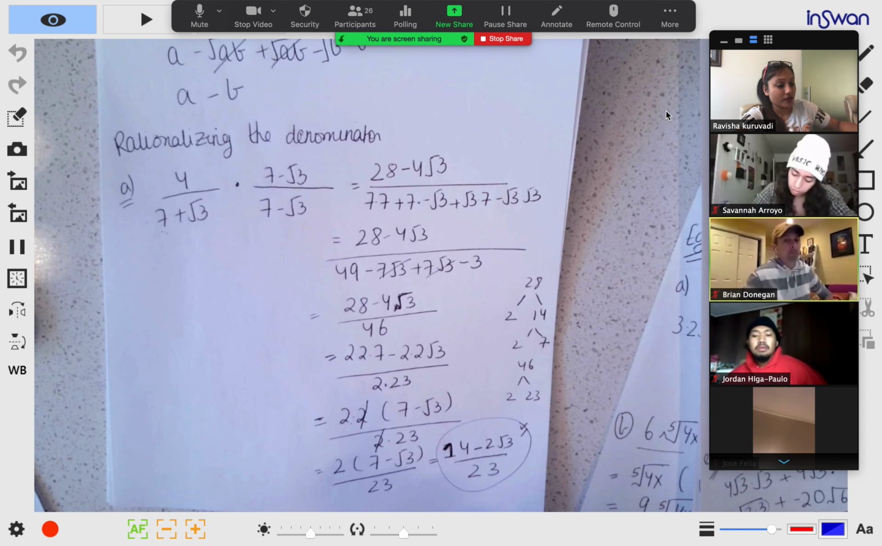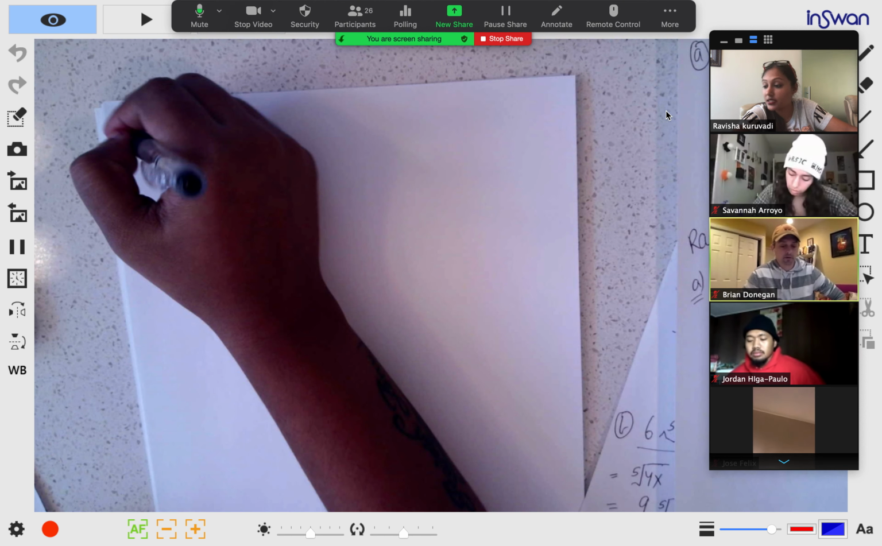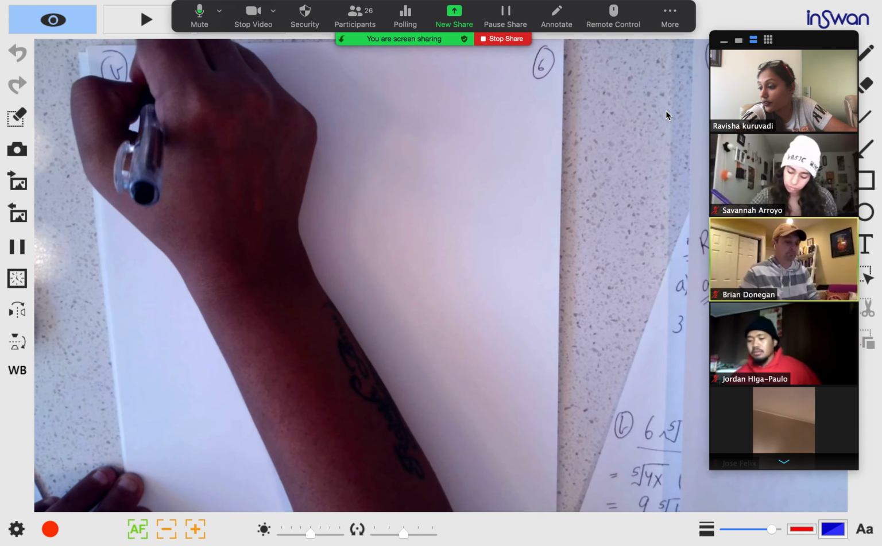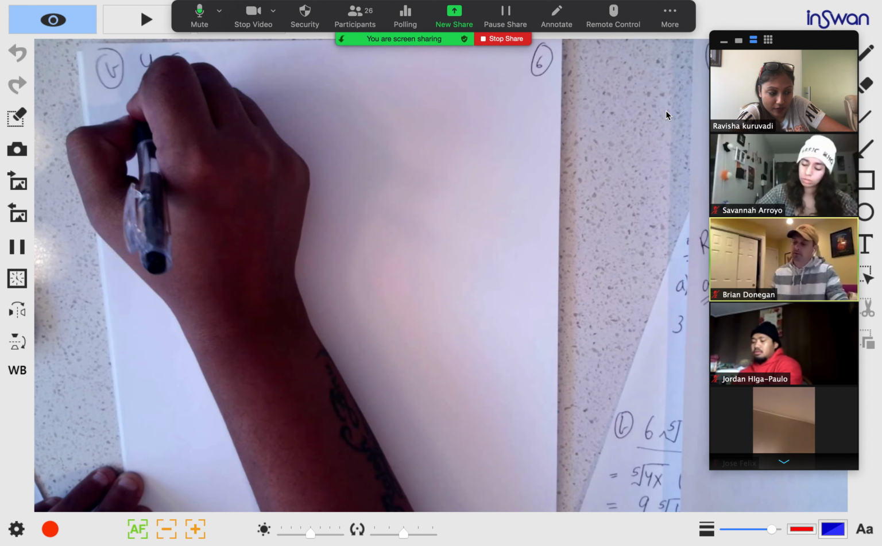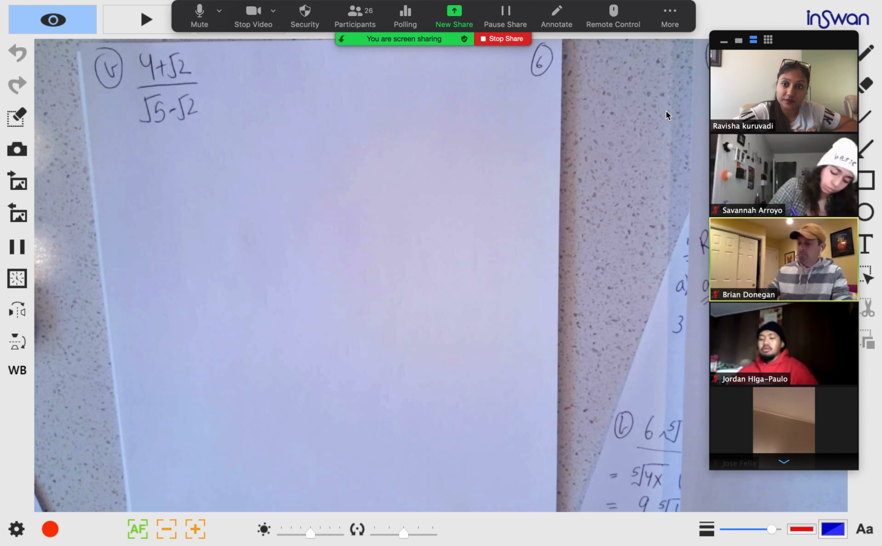Try this problem by yourself too. If you know this, try it yourself first. I'm going to write it here. I want you to try it yourself: 4 plus square root of 2 over 5 minus square root of 2. Try this problem yourself.